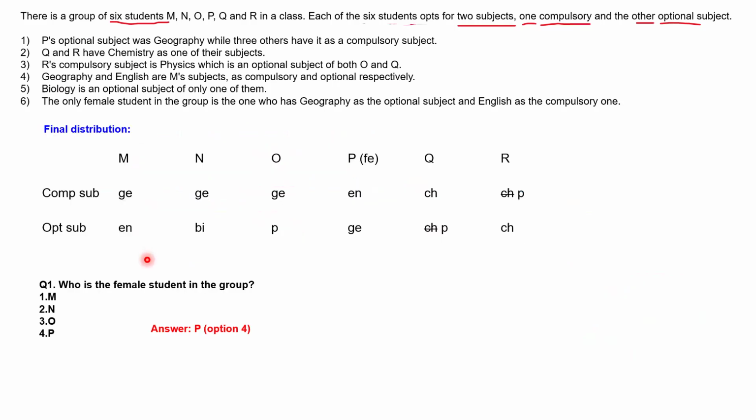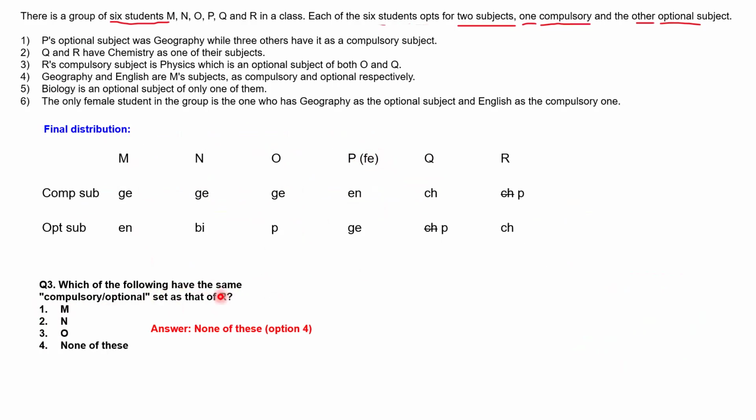Now let's come back to the questions one by one. Who is the female student in the group? The only female student is P. So the option will be number 4. What is the compulsory subject of O? It's geography and it is mentioned in option number 1.